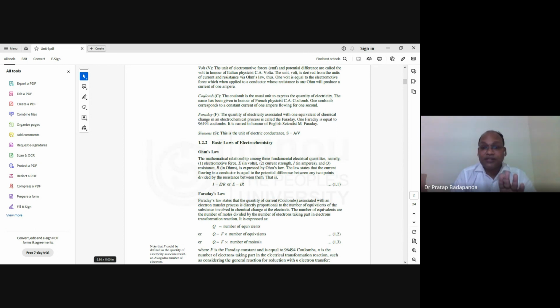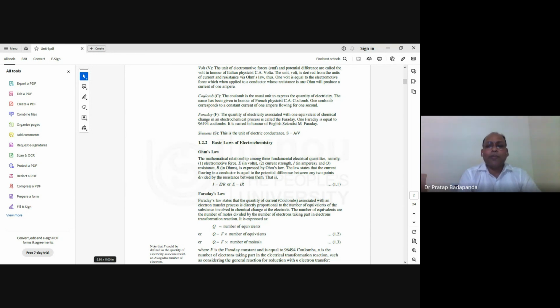From this point you have to get your units: I units, E units, R units, all units will be put. So E is in volt, I is in ampere, and R, the resistance, is in ohm. So you will get the relationship between these three things.